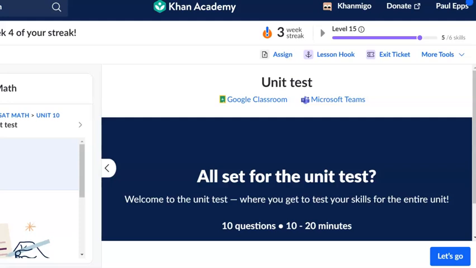We're going to do a digital SAT math practice test. The topic is algebra, and this is an advanced level test. So let's take a look and see what we've got.